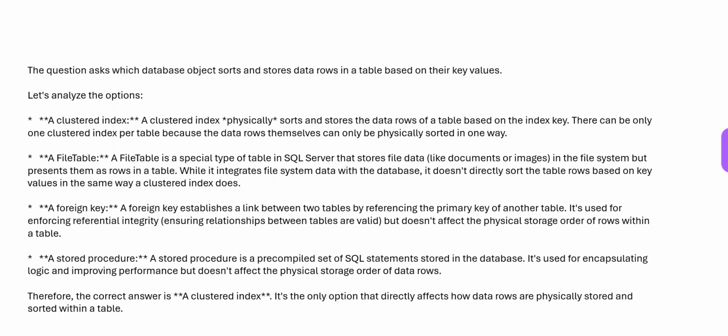Why not a file table? A clustered index, first of all, physically sorts and stores the data rows. And there can be only one clustered index per table. There cannot be multiple. And a file table is a special type of table that stores file data in the file system but presents them as rows. So you can integrate with your database, but it will not directly sort the table rows. So that's why it will not work.